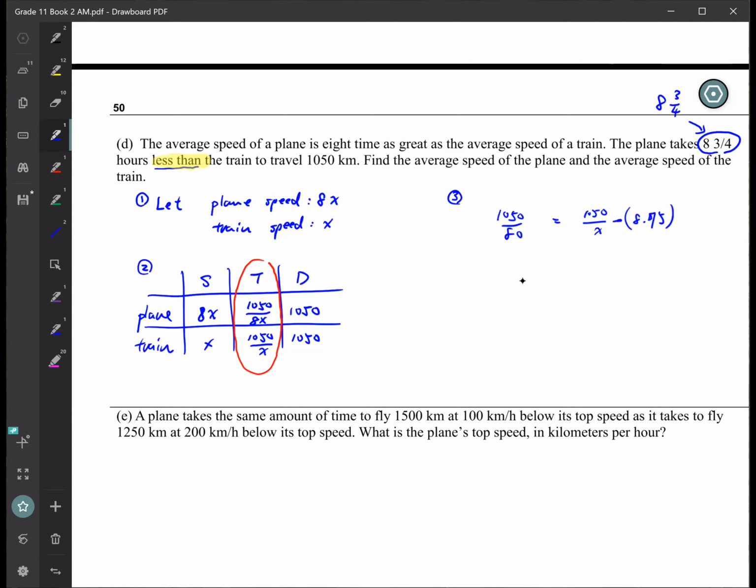Let's check with other people. Does anyone have the same or something different? Shouldn't it be addition? Addition for the right side? Yeah. Okay, let me write it down. Oh, that should be 8x, not 80. X, and then 1050 at 8.75. 8.75 is the same as 8 and 3/4, right? So it doesn't matter if you use decimal or fraction. What about other people? Anyone get different things?